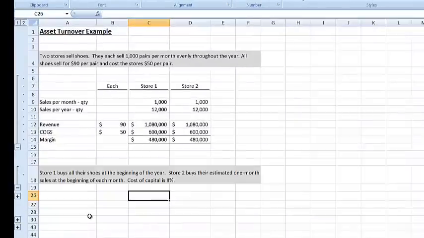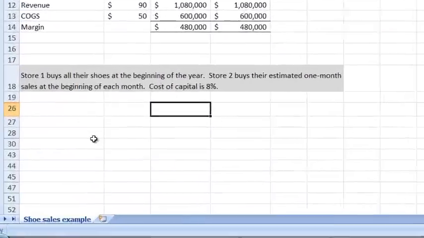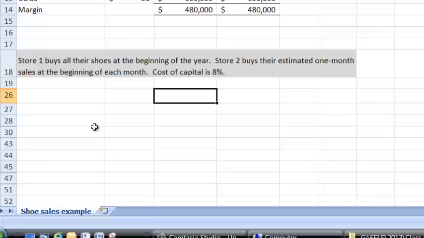In our next variable, store 1 buys all their shoes at the beginning of the year. Store 2 buys their estimated 1 month sales at the beginning of each month. So store 1 is going to buy all 12,000 pairs of shoes on the first day of the year. Store 2 is only going to buy 1,000 pairs of shoes at the beginning of each month. And as you'll see in a moment, there's going to be some borrowing involved by the stores to make this happen, and we're assuming their cost of capital is 8%.